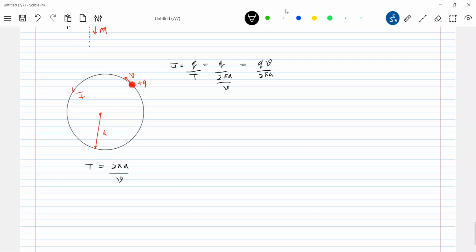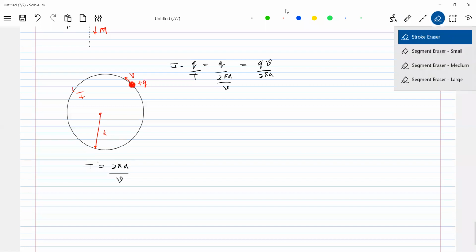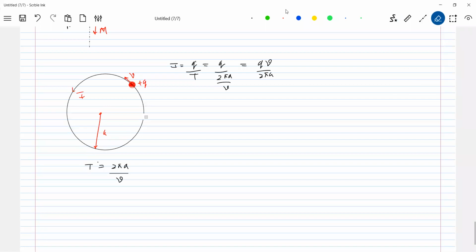So this is not a ring. This is not a ring. So what is a charged particle? A charged particle is moving in a curved path, not a ring. It's not a current carrying ring. The charged particle is moving in a circular path of radius A. Then we define the current I flowing there.